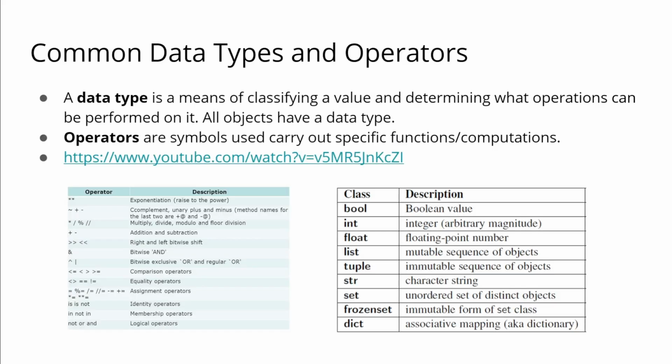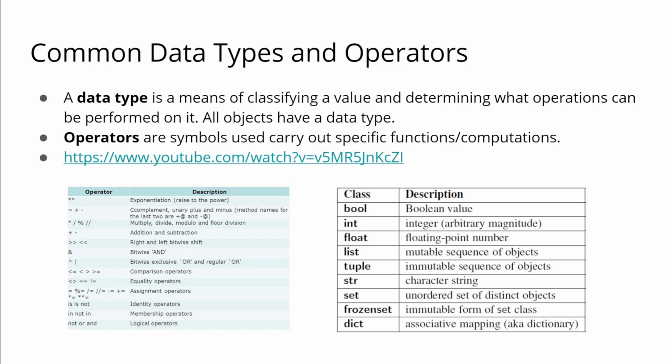Now the common data types and operators. First we have to understand what a data type is. A data type is a means of classifying a value and determining what operations can be performed on it. All objects have a data type. Now operators are symbols used to carry out specific functions or computation.